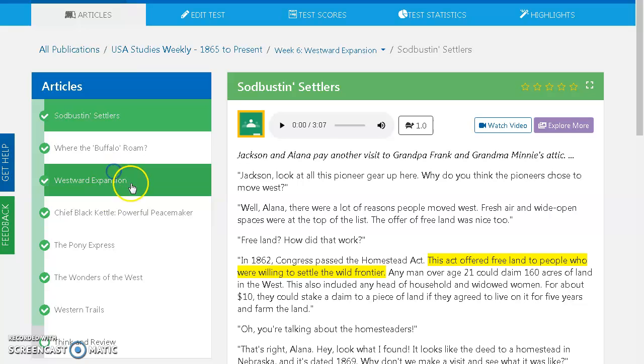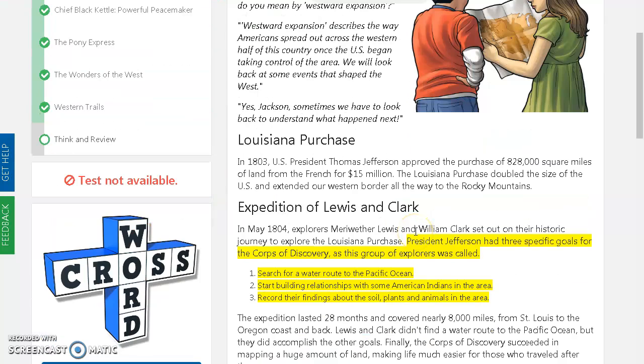Okay, under westward expansion, looking at the expedition of Lewis and Clark, you need to know what were the main goals of the Corps of Discovery. So right here it says that they had 3 specific goals: to search for a water route to the Pacific Ocean, start building relationships with some American Indians in the area, and record their findings about the soil, plants, and animals in the area.